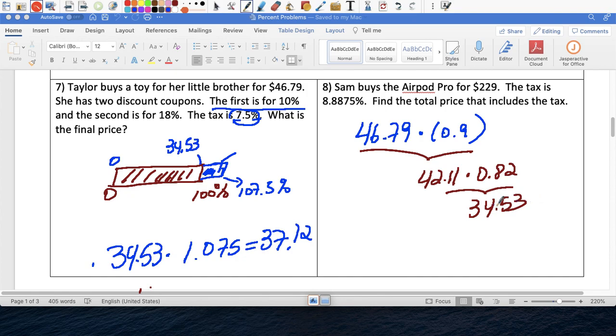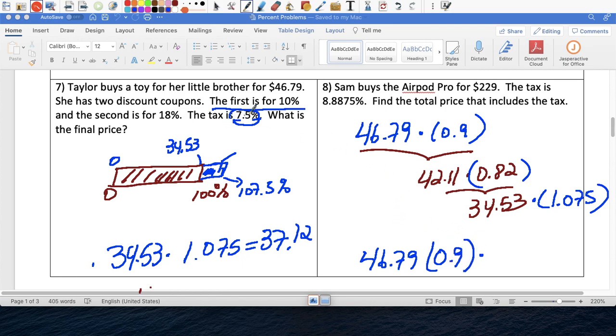So what did I do last? I multiplied 37 times, I'll put this in parentheses, 1.075. So the shortcut to this, and I did it in parts, was to just take your 46.79, multiply by your first discount. Your first discount was 10%, which means I have to pay for 90%, or 0.9. Then multiply by the second discount, right?